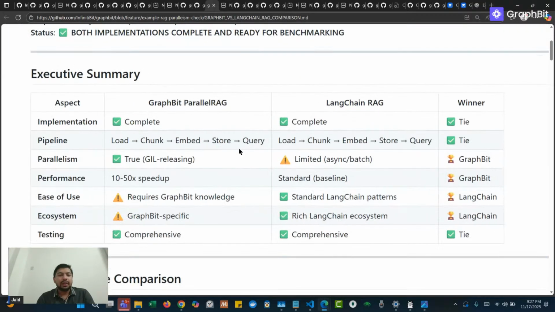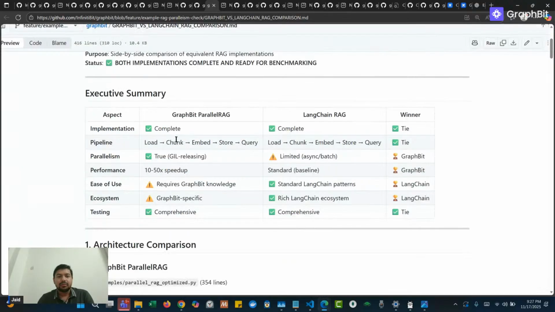So the thing would be, when it comes to any kind of RAG system, here we have stressed a RAG system, and we are calling it a parallel RAG. So what's happening here is that we are stressing out a RAG system. We are demanding the system, whether it's LangChain or GraphBit, to run each of the processes in parallel, a true parallelism.